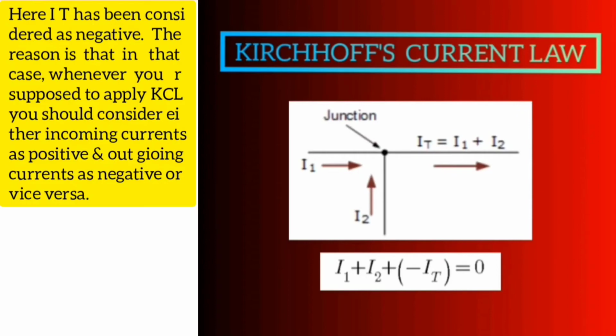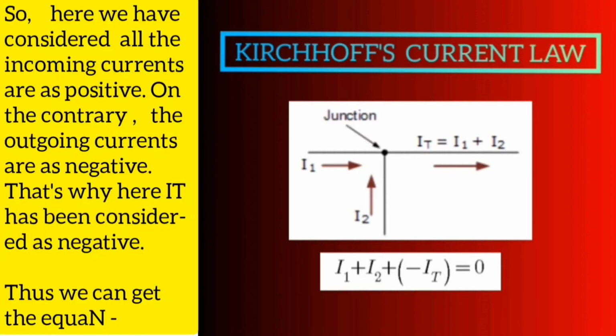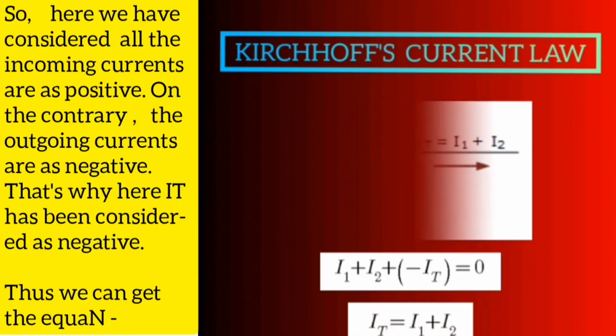The reason is that whenever you apply KCL, you should consider either incoming currents as positive and outgoing currents as negative, or vice versa. So here we have considered all the incoming currents as positive. On the contrary, the outgoing currents are negative. That's why IT has been considered as negative. Thus we get the equation IT equal to I1 plus I2.